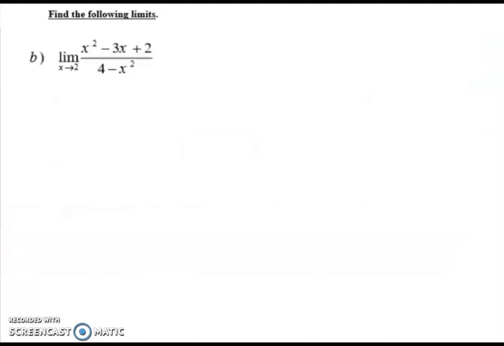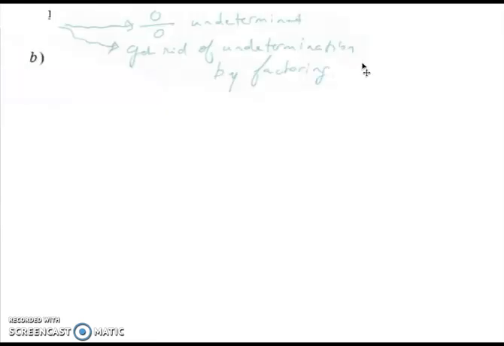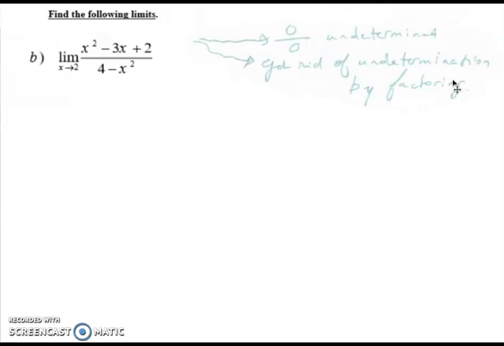In part B, we have to find the limit of a rational function as x tends to 2. If we replace x by 2, we have 4 minus 6 plus 2 over 4 minus 4. 4 minus 6 plus 2 is 0. 4 minus 4 is 0. So the answer will be 0 over 0, which is also undetermined.